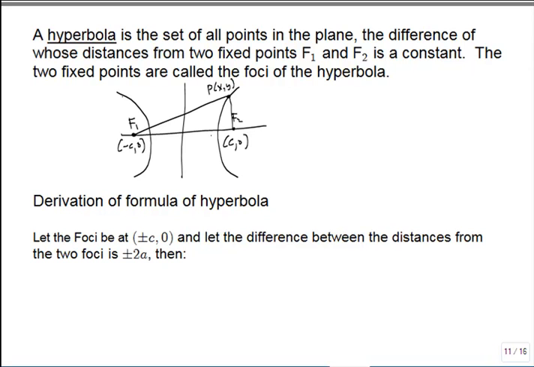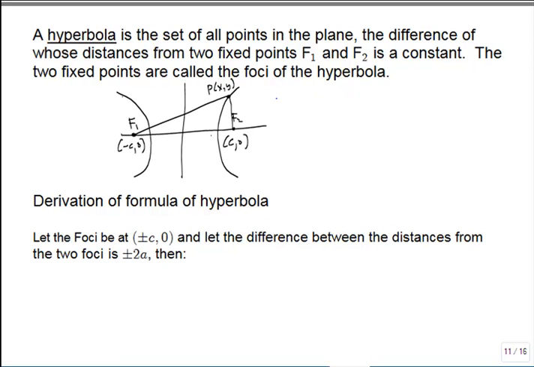Okay, our last type of conic section that we're going to talk about is a hyperbola. And it's very similar in its definition to an ellipse with one slight change. A hyperbola is the set of all points in the plane, the difference of whose distances from two fixed points f1 and f2 is a constant. The two fixed points again are called the foci of the hyperbola.